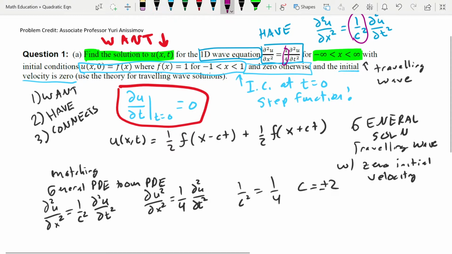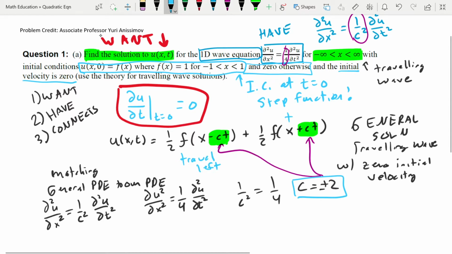And those two c values show up here and here. So if you wanted to be cheeky and you said, oh, c could be equal to -2 instead of +2, you need to get the same answers in that this part here has got a positive c and this part here has got a negative c. And this just represents a wave traveling to the right for increasing x as t increases, and a wave traveling to the left. So we'll just label that this is the travel left, and this is travel right.